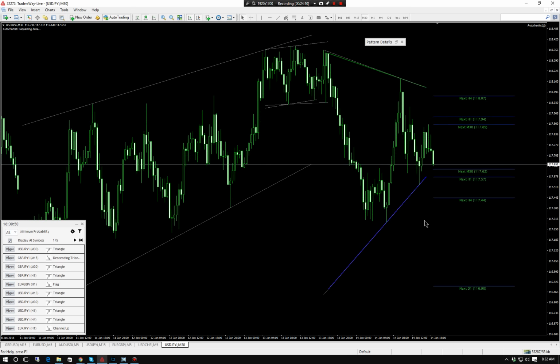How far does it have to move, and so on. Let's go through it and see if we can find one that is completed. So here's Euro JPY. It's an inverse head and shoulders, and it's completed. Let's take a look.